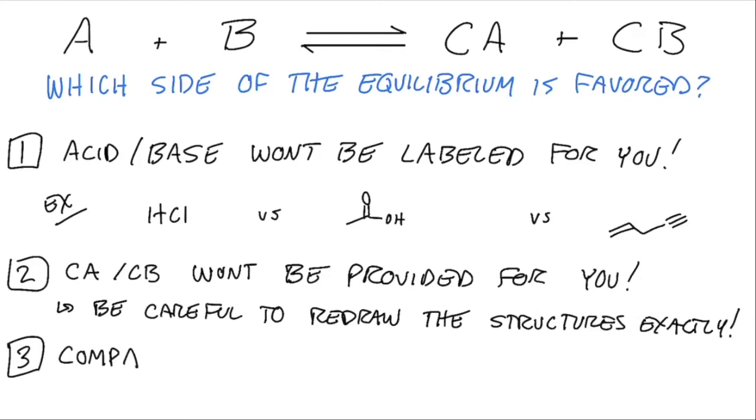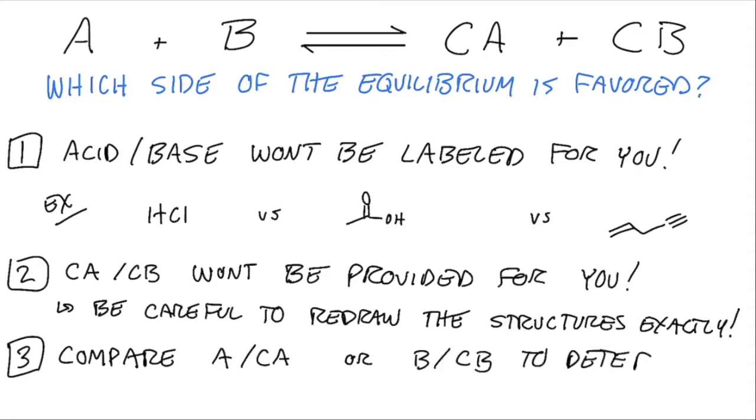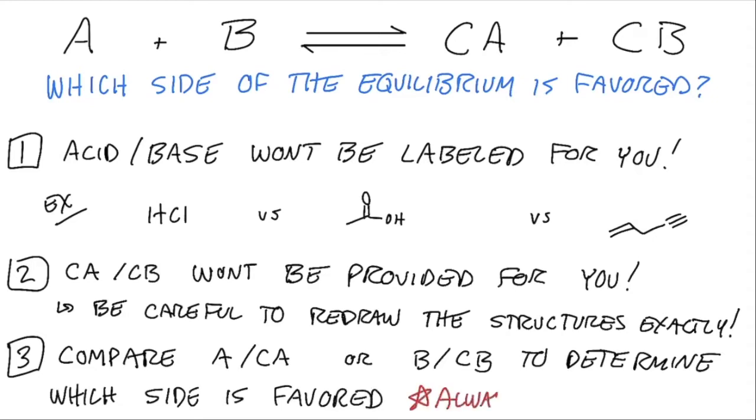Last but not least, with our acid and base and our conjugate acid and conjugate base, we can then start to compare them to decide which side of our equilibrium is favored. So you want to compare your acid to your conjugate acid or your base to your conjugate base. Pick whichever one makes the most sense to you and stick with it. Either way, we always want to favor the side that has the weakest acid or base. Let's try this out in a couple example problems.